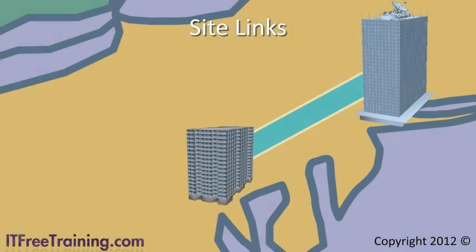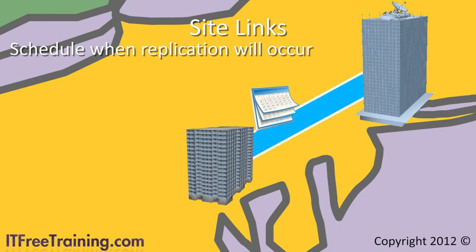Once you have a site link configured, you can configure some options on that site link. The first option allows a schedule to be configured which will determine when replication will occur. In some cases, companies may configure this replication to happen after business hours.